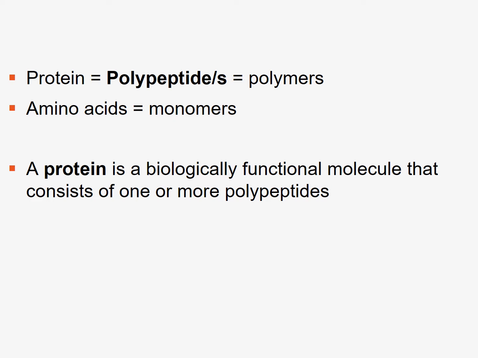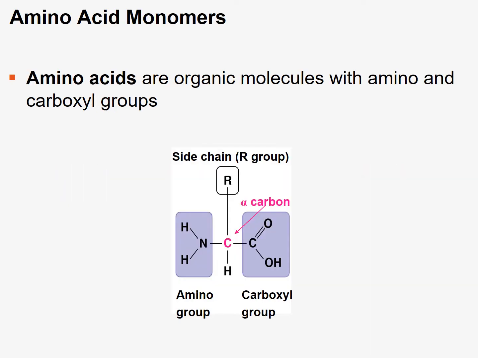So a protein is basically a functional molecule, and sometimes it is one polypeptide, which is one strand. Sometimes it's made up of more than one polypeptide. So let's talk about the amino acids, which are the monomers of proteins, or polypeptides.